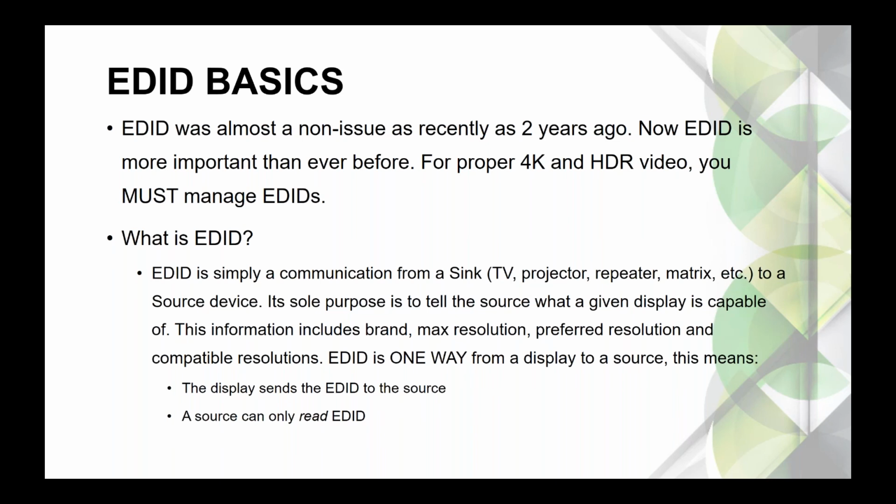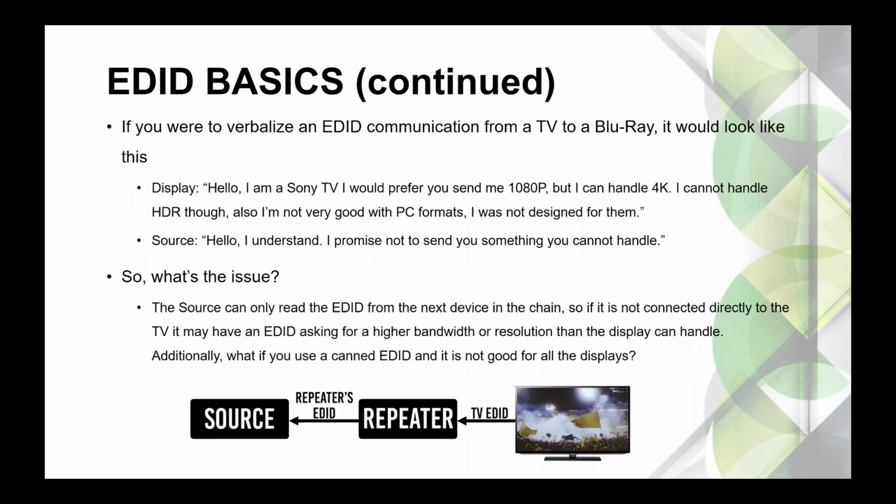So you've got to remember that the display sends the EDID to the source, and the source can only read the EDID. So everything should be hunky-dory. Unfortunately, we all know that about 80 to 90% of the problems in the world of distributing HDMI are EDID related. So it doesn't always work that way. What happens in our world, and you can see from the diagram below, is there's always a repeater. And when you put a repeater in the system, this is where the issues start to crop up.